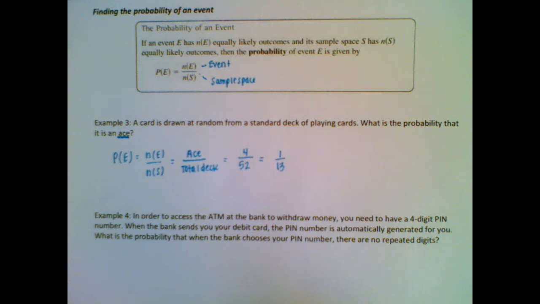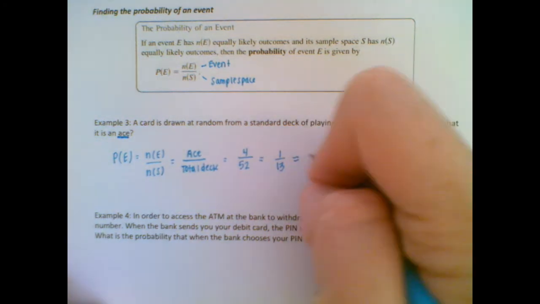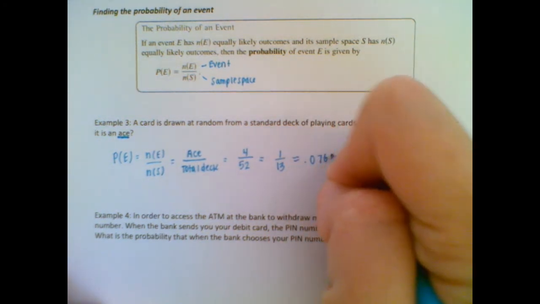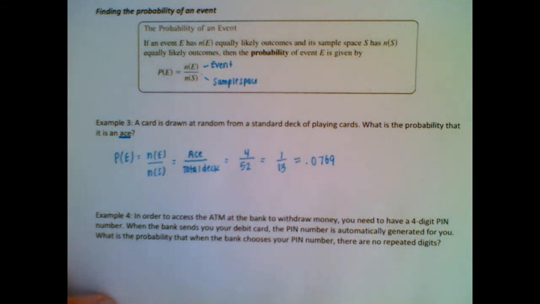Some of the practice problems on the homework are going to give that in decimal form. It's going to say round your answers to 4 decimal places. So we'll say this is approximately 0.0769. But if you can write it as an exact answer, I would just leave it like that.